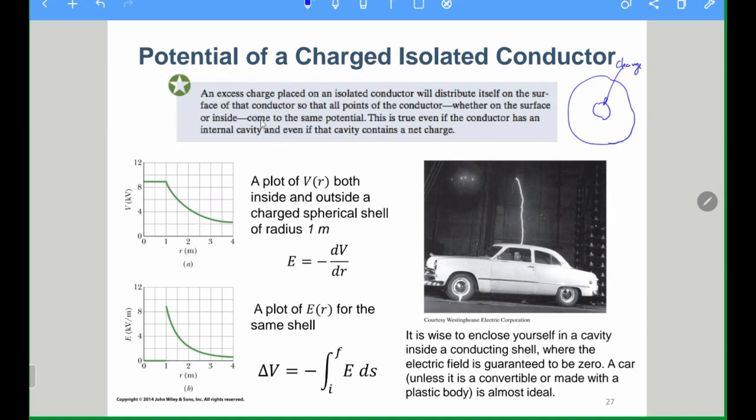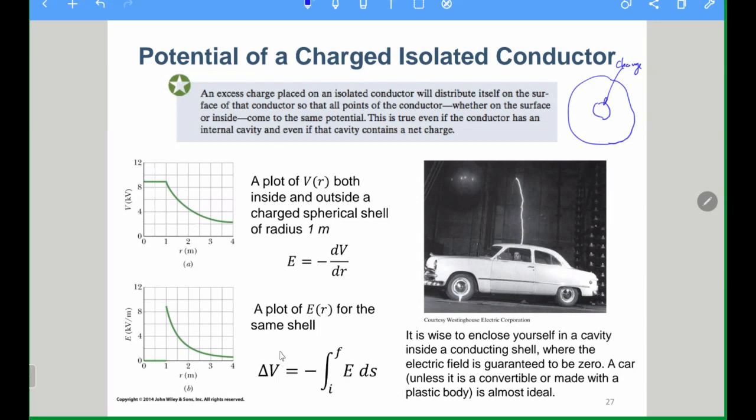Okay, so in that case, it means that there will be no potential difference within the conductor because there is no E field. If you really consider the integration of E dot ds, as E is 0 inside the conductor, then this line integration is nothing but 0. So there will be no delta V inside the conductor.